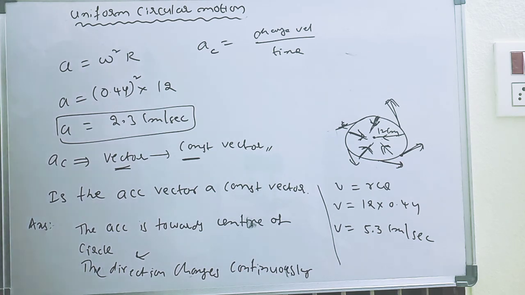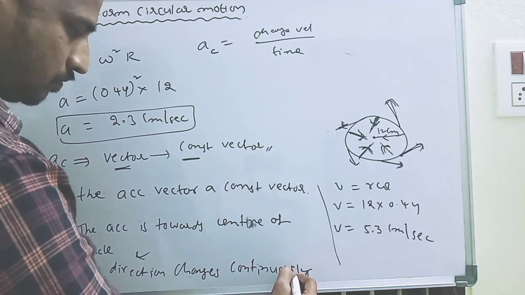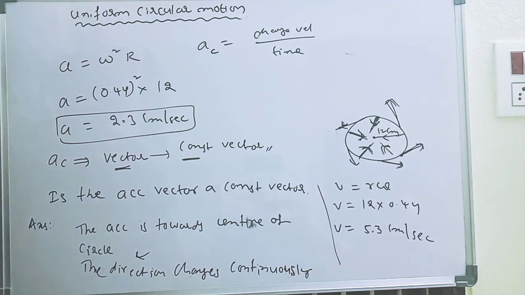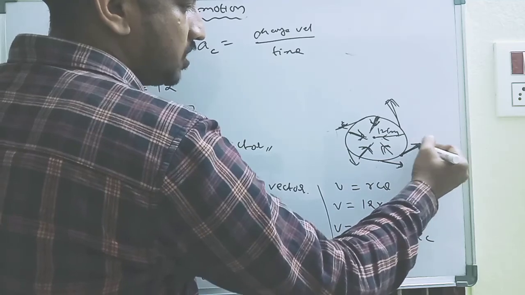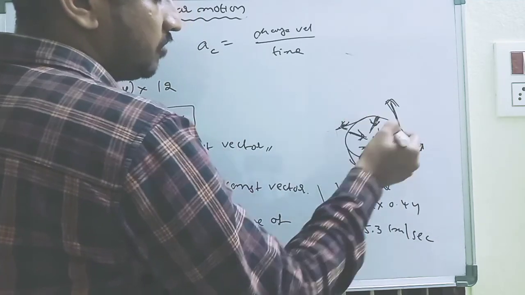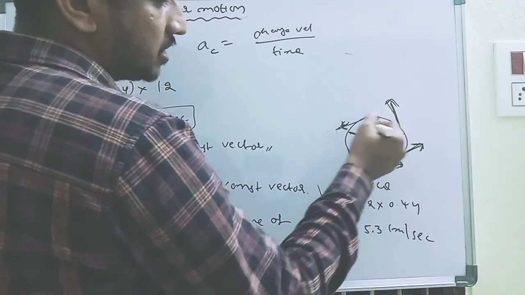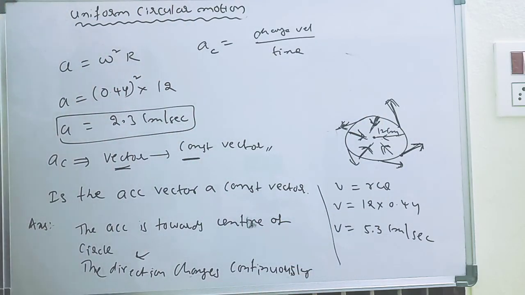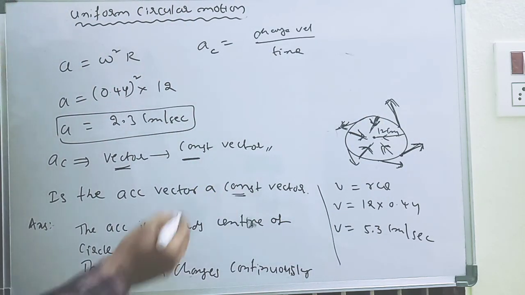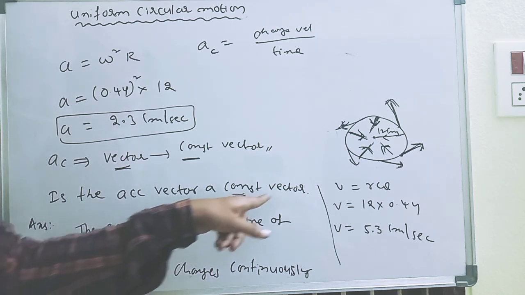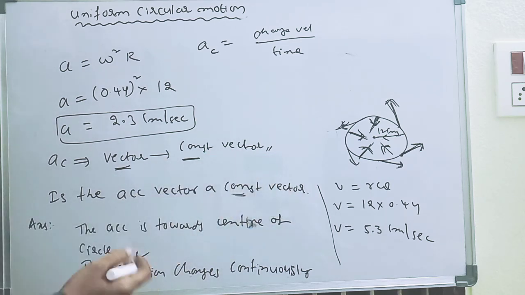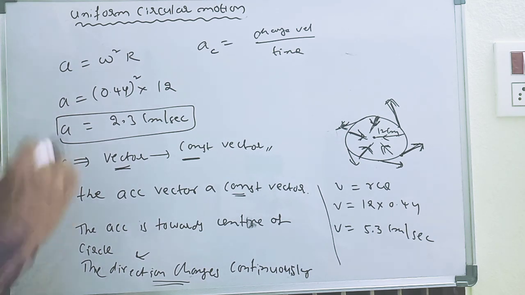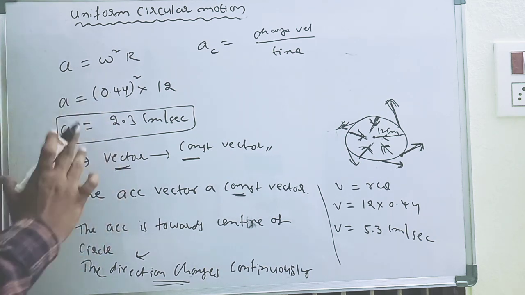Clear? Why here? Because the velocity changes; the change in velocity direction changes. So therefore the acceleration direction also changes continuously. That's why it is not a constant vector. It is a changing vector; the direction changes. The acceleration is towards the center of the circle, that's why the direction changes continuously. Okay. So therefore the complete motion in a plane chapter is completed.